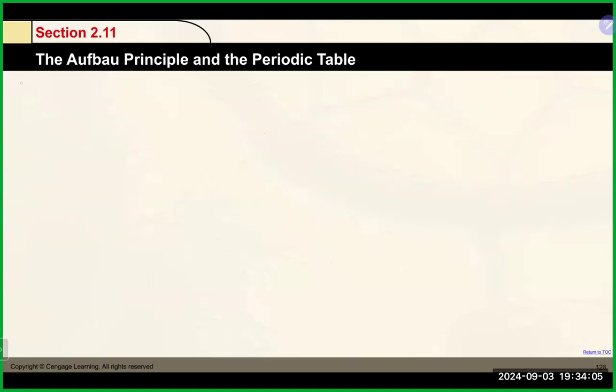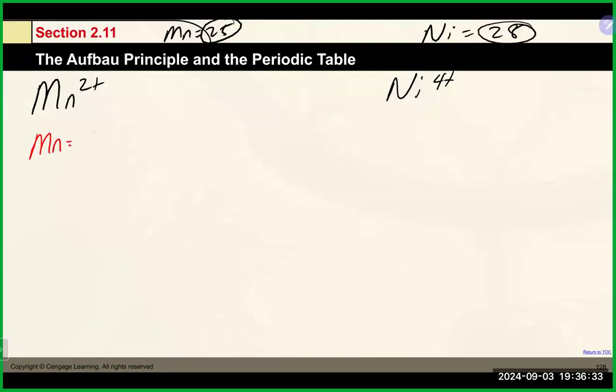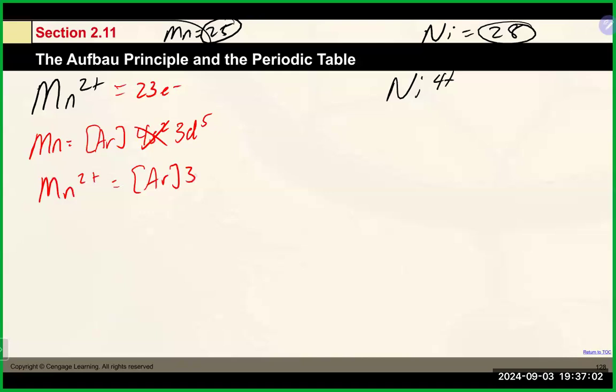So why don't you write the electron configuration for Mn 2+ and nickel with a 4+ charge? What should the electron configurations be? Mn with no charge is 25 on the periodic table. So again, argon, we have a 4s2 and a 3d5 happening. With a +2 charge, this guy should have 23 electrons, so it needs to lose 2 electrons. And once again, since it is a transition metal, it will lose those s electrons first, and that's 2 electrons. That means our Mn with a +2 charge should be argon 3d5. Any questions on that one?